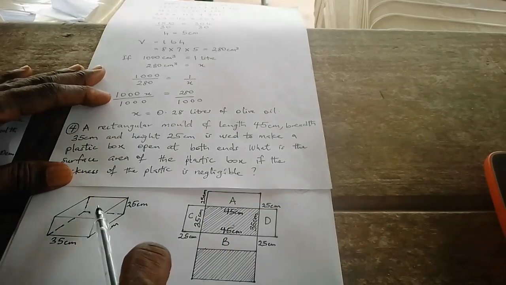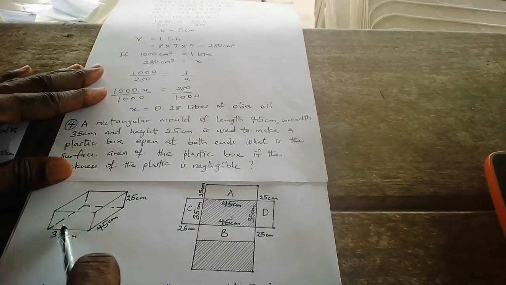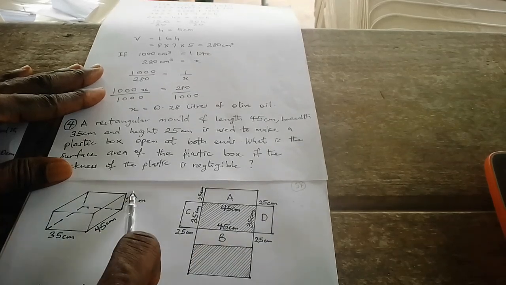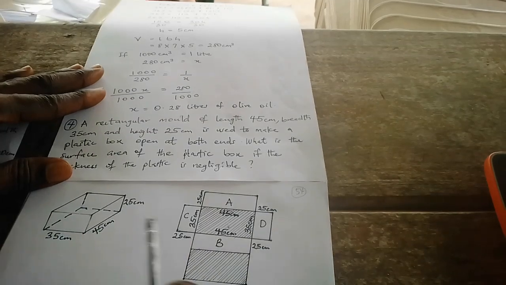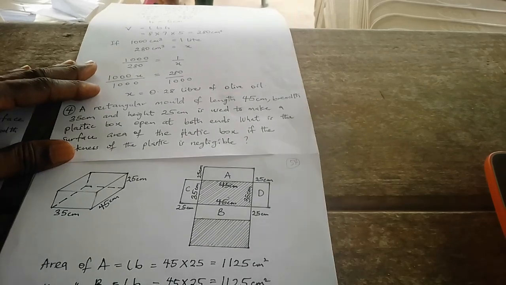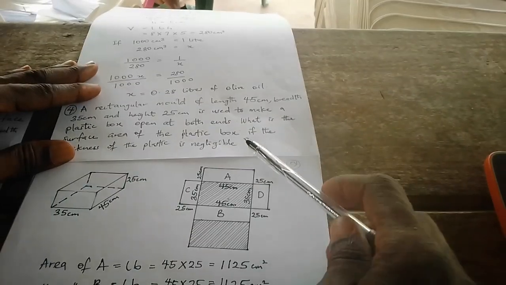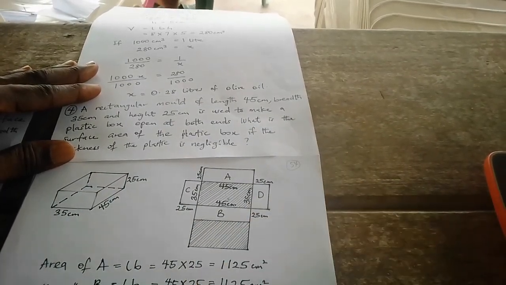First of all, let us dismantle this rectangular block. The bottom will be this one, the side here will be this side, the side here will be this side, and this and this. Then the top is this place. Since the bottom and the top are going to be open, what we need to look for here is the area of this place, this, and this.